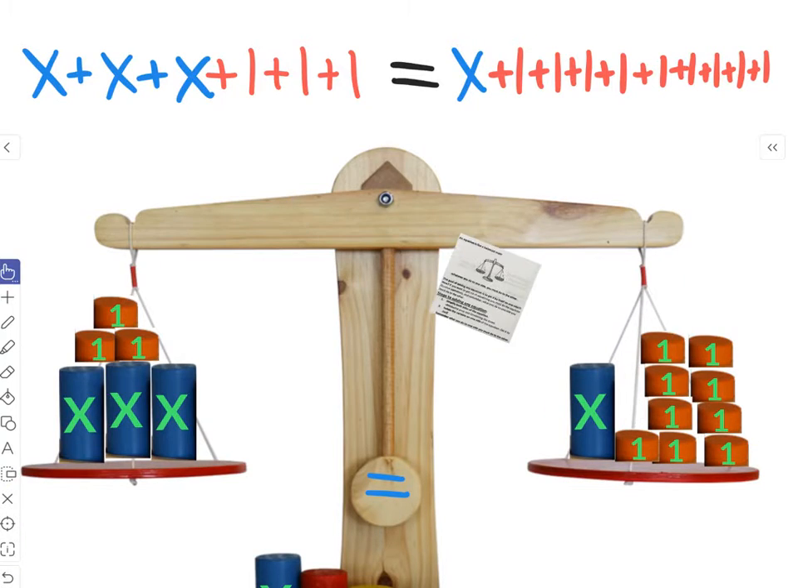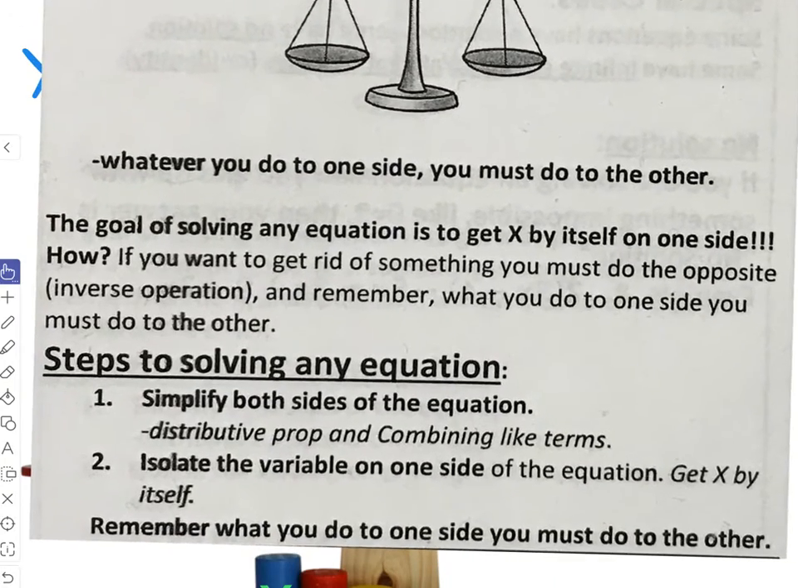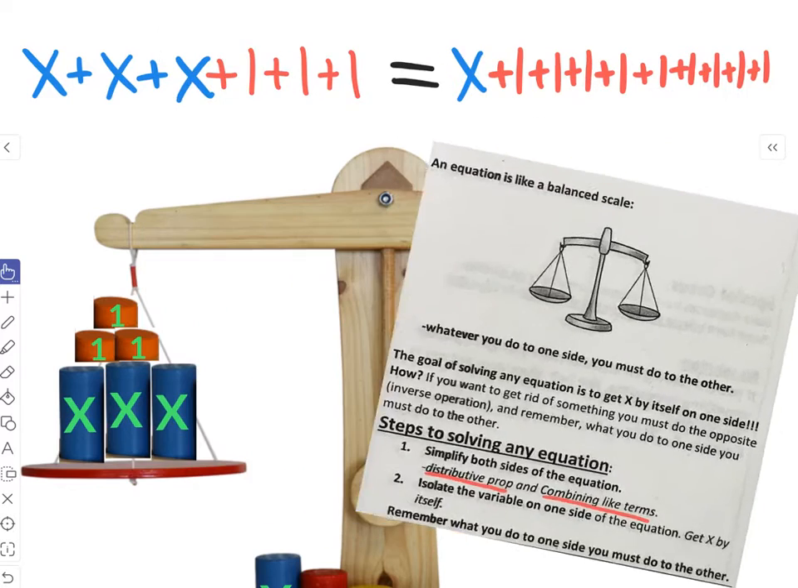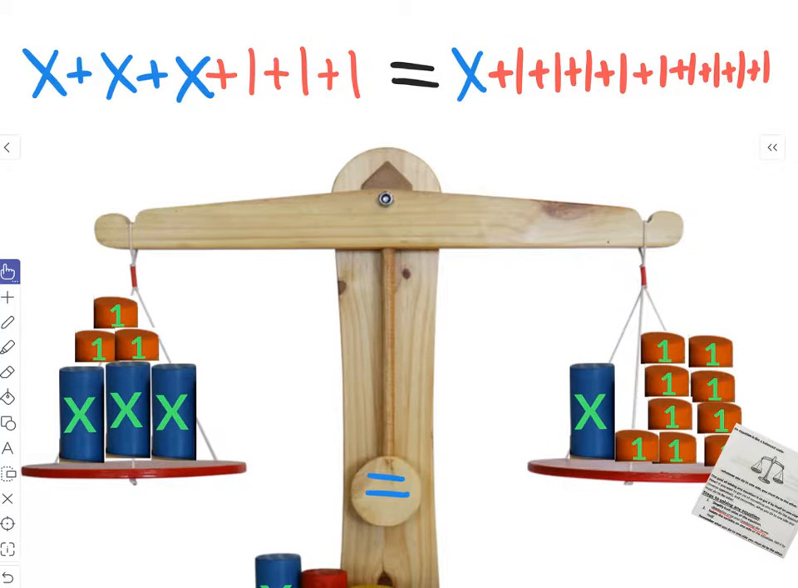Let's go back to our notes over here. Our notes, step 1 to solving any equation, says simplify both sides. Now, when you think simplify, you need to think two things. What are those two things? Distributive property and combining like terms. So obviously you need parentheses to have distributive property, and there are no parentheses right there, but you do have combining like terms. You could combine all the terms that are alike.